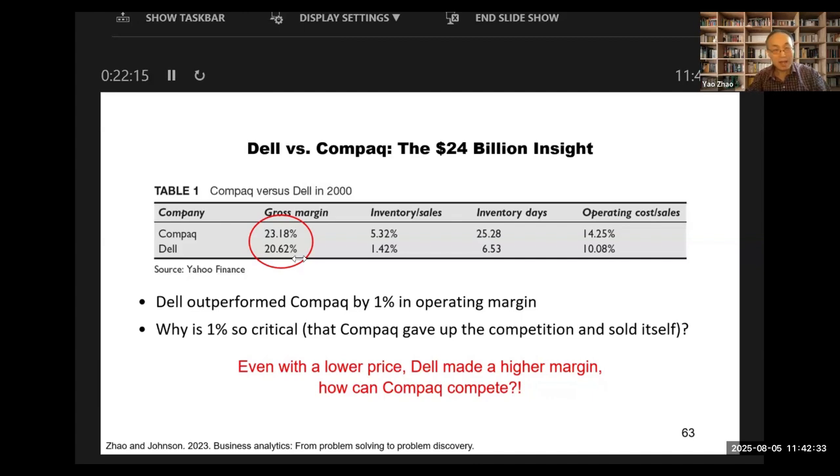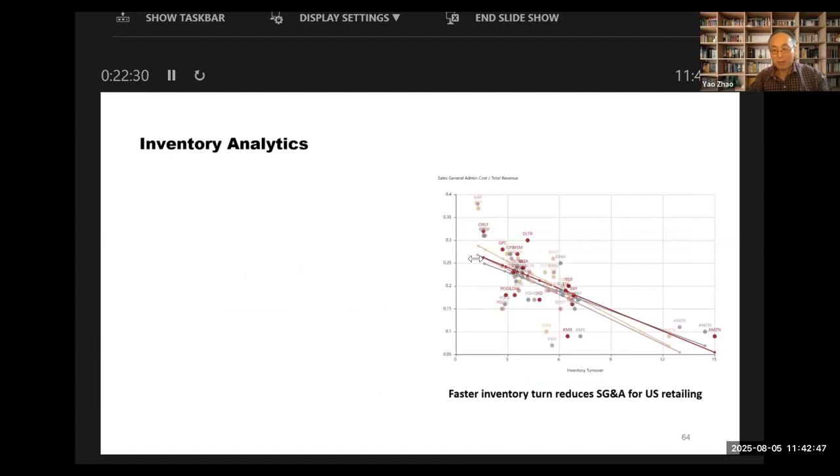but not everybody sees that. Because the company that bought Compaq, HP, clearly didn't see this. So let's move on to inventory analytics.